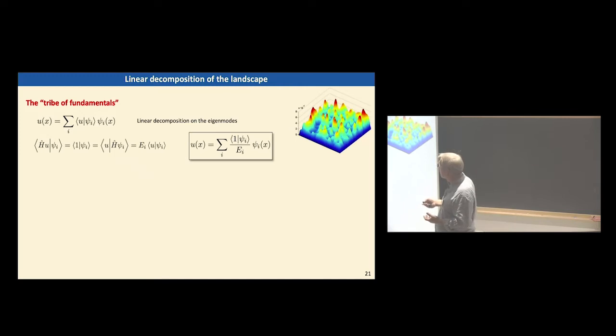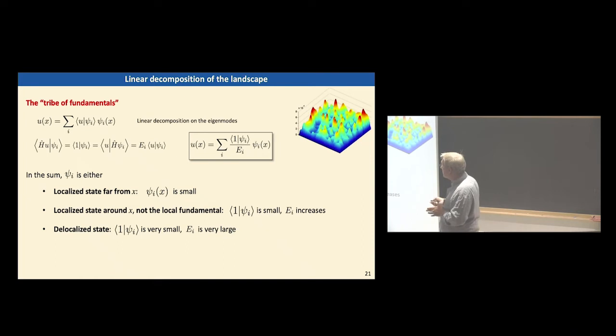is very easy to compute by simply applying H and using the hermiticity of H. And you can very easily derive that the coefficient here, in fact, is the scalar product of psi with 1, so it's the integral of psi, divided by its energy. And here you pause and you look at a point x and you say, I'm at a point x. You have the value of u. What in this sum contributes to this value of u?